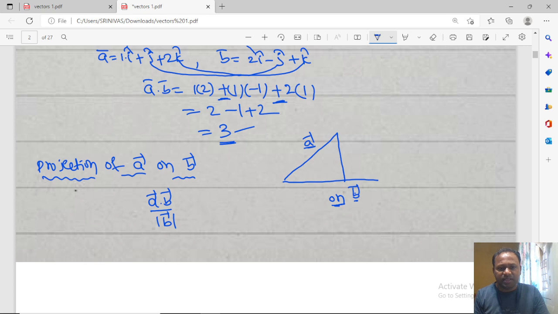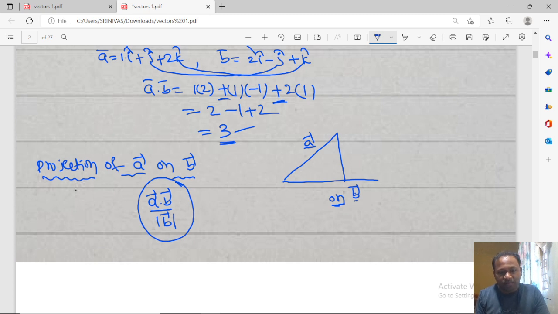I am not explaining deeply, just the conditions. If we explain deeply, it will take a lot of time. That's why I will do one more video for that briefly. But now I am making this video mainly for the purpose of problems. So A bar dot B bar divided by mod B bar.